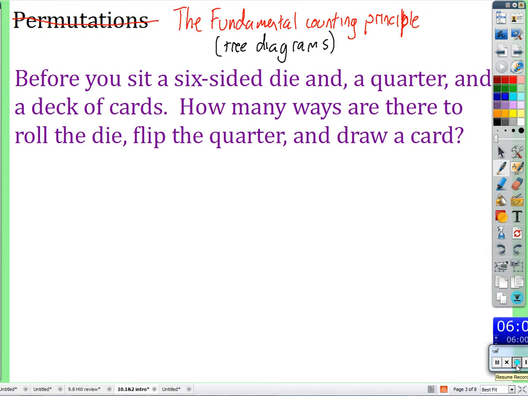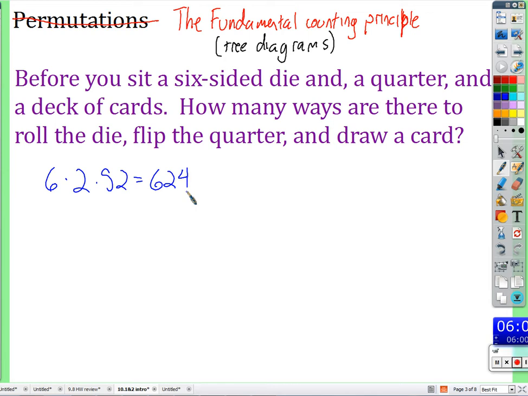All right. Who's got how many ways, and how did you get it? 624. How'd you get that? 52 times 6 times 2. So we've got 6 ways that we can roll a die, times 2 ways we can flip a coin, times 52 ways that we can pick a card. 624. These are the basics of the fundamental counting principle.